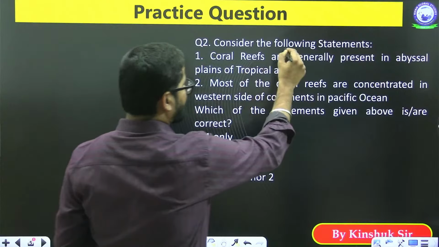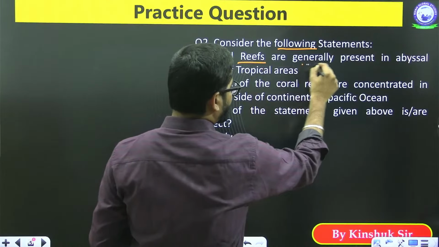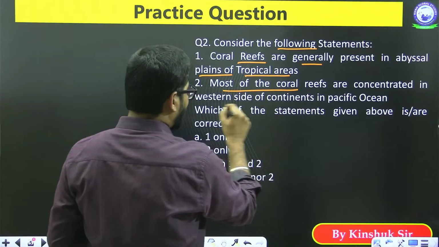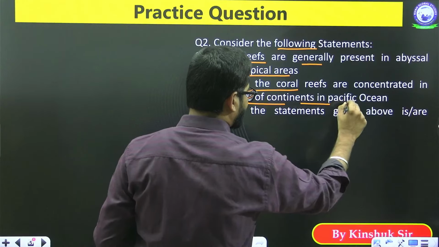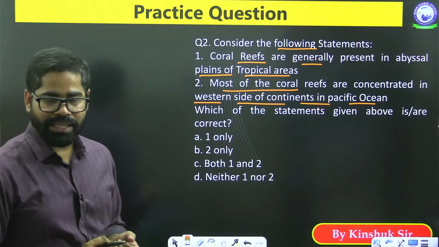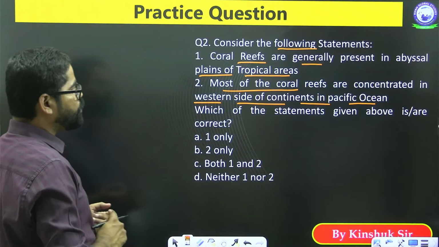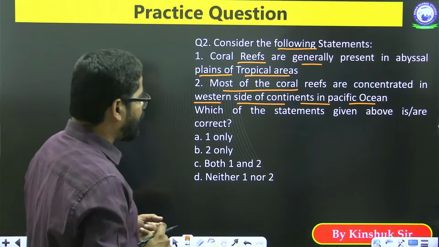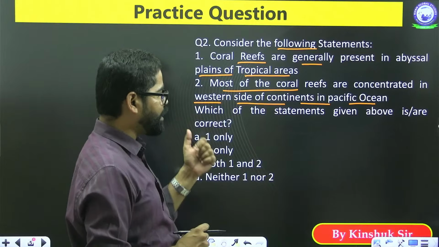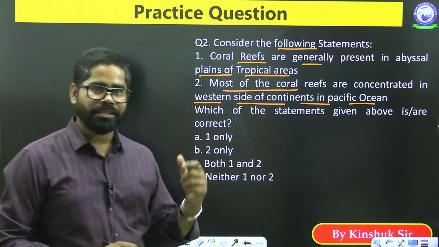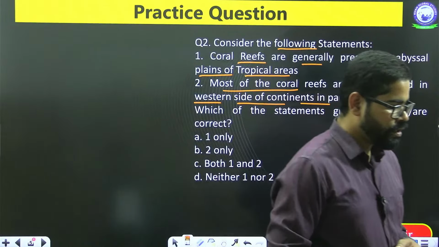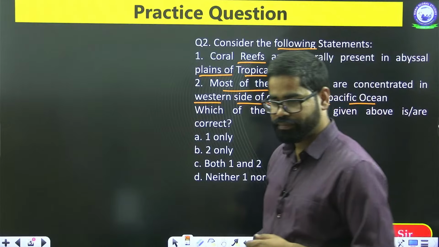Second is saying, consider the following statements. Coral reefs are generally present in abyssal plains of tropical areas. Most of the coral reef are concentrated in western side of continents in Pacific Ocean. Which of the statements given above are correct? Here we have question number 2. Coral reefs are generally present in abyssal plains of tropical areas. Second is saying most of the coral reef are concentrated in western side of continents in Pacific Ocean.